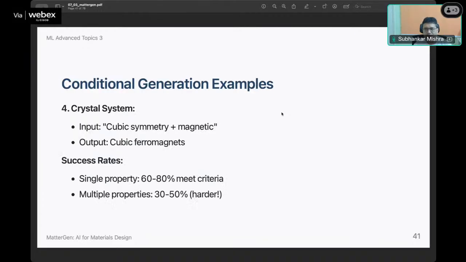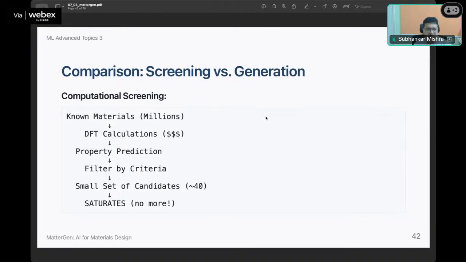Right. So, and it continues. So we can do even more. We can generate battery materials with lithium, solar cell materials with specific band gaps, and we can also optimize for multiple properties, strong and light. Yes, and crystal system as well, cubic symmetry, magnetic, so cubic ferromagnets. And the success rate, if you can see, for a single property is of course like 60 to 80%, but if you infuse multiple properties, 30 to 50%, but it's still good, right?